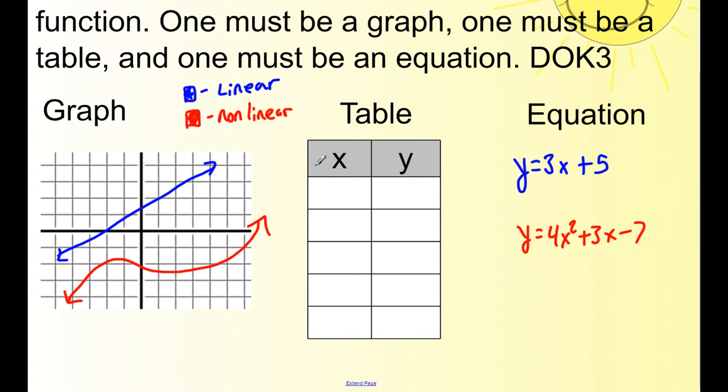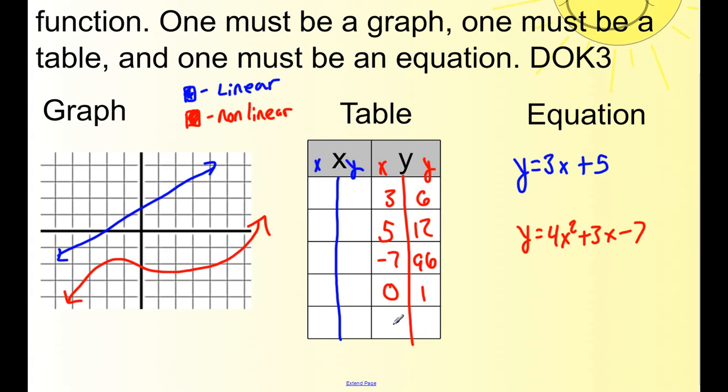To do this, I'm going to make x, y, bad x, bad y, because I'm showing both, so I need an extra little table here. So this side will be linear, this side will be non-linear. Now, the good news about non-linear, if you just make up a couple random points, the chances of the slope being the same is very low. So I'm going to pick something like 3 and 6, and 5 and 12, and -7 and 96, and 0 and 1, and 4 and 15. I mean, the chances of this being linear are extremely low because I tried to pick numbers that were not close to each other. They're very different. I'm not going to get the same slope at any two particular points.